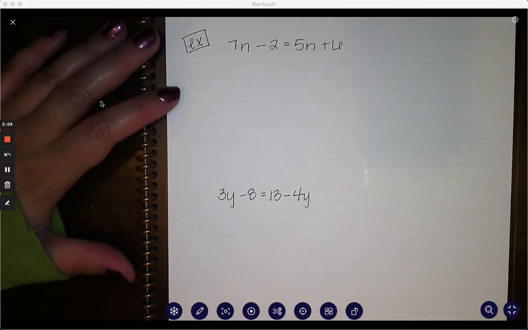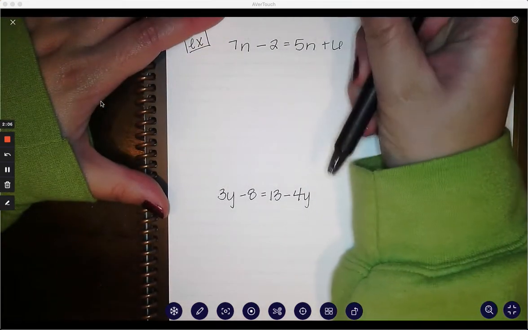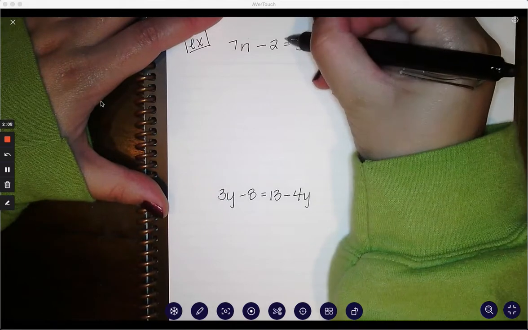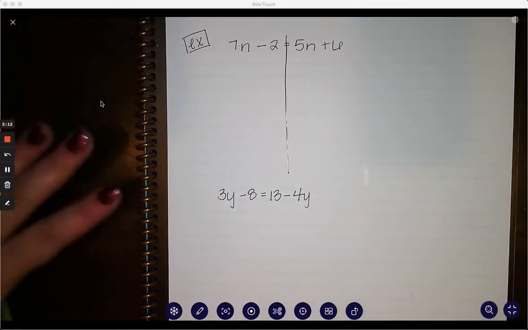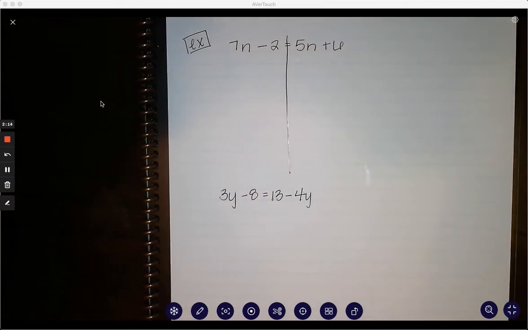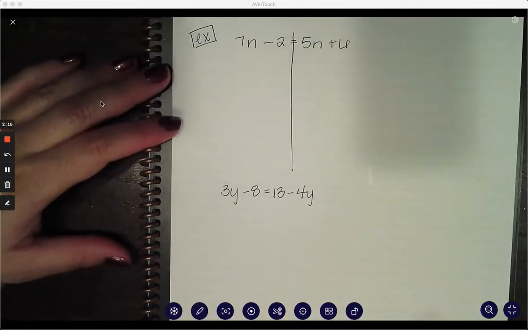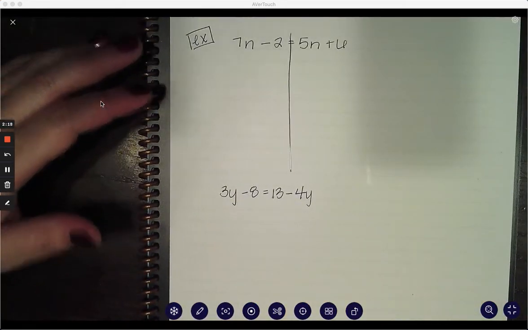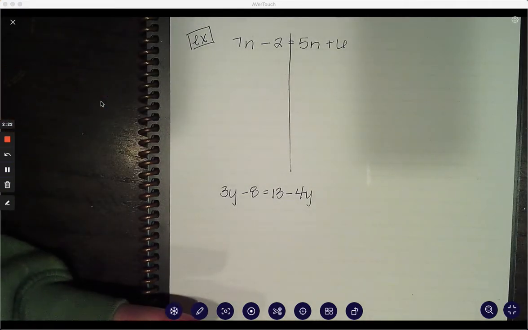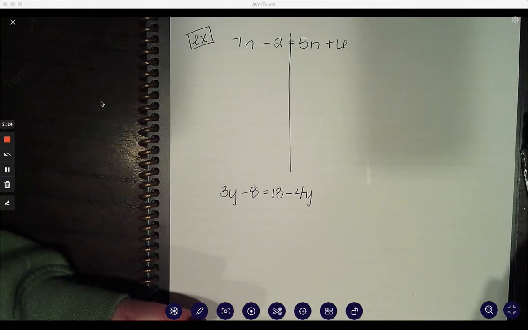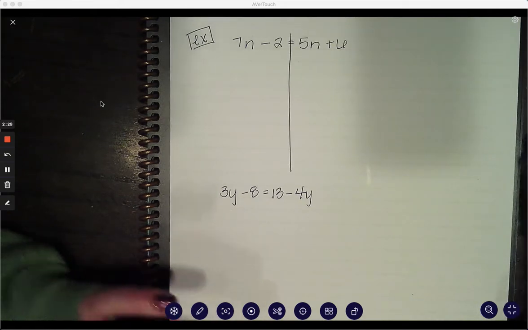Okay, so first thing I'm going to do is actually just draw my line going down through that equal sign so I know my boundary. Let me turn this light off again. There we go. All right, so the first step that I had on the other side was to move the variable, combine the variable.